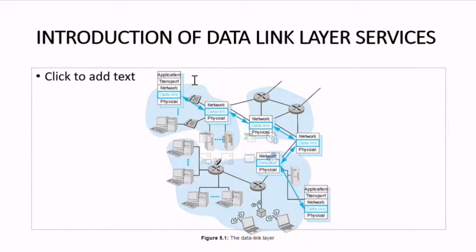The data link layer has two sublayers. The first sublayer is the logical link control (LLC) sublayer, and the second is the media access control (MAC) sublayer.